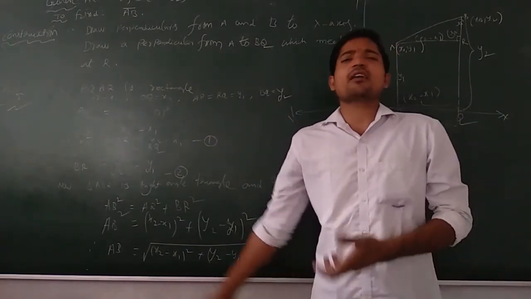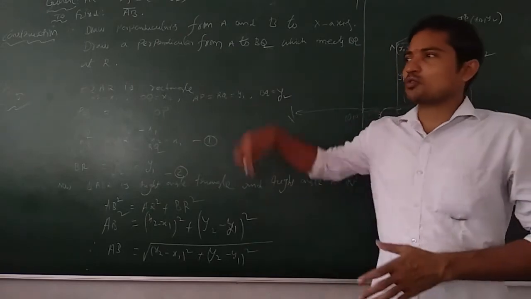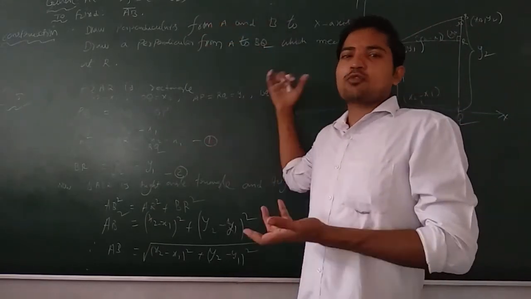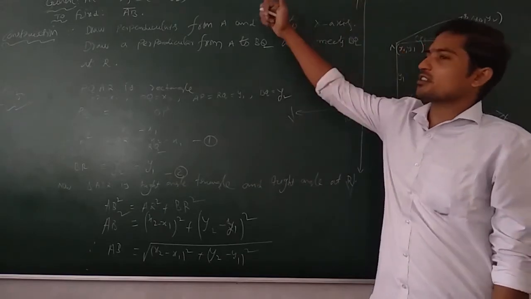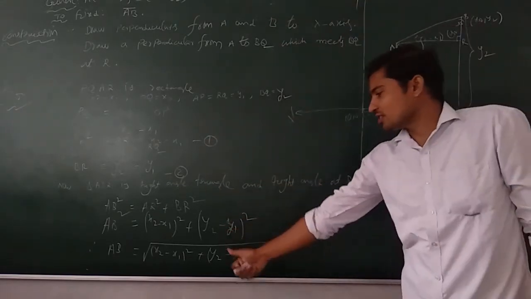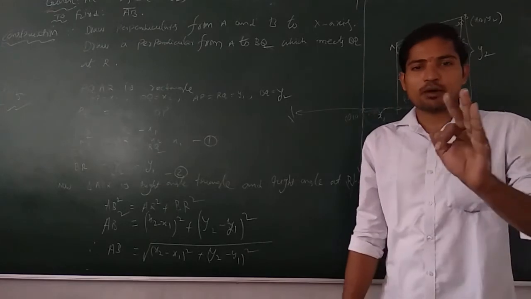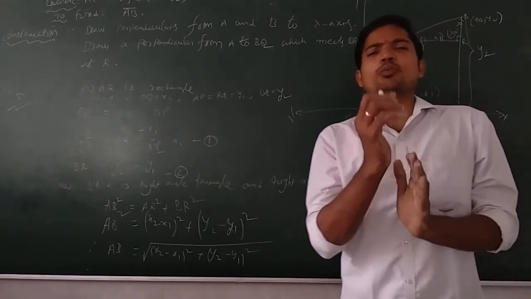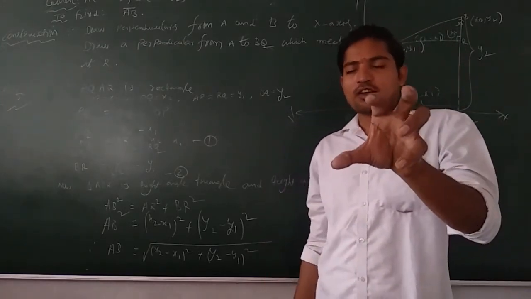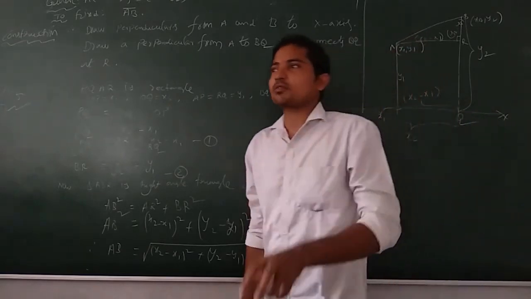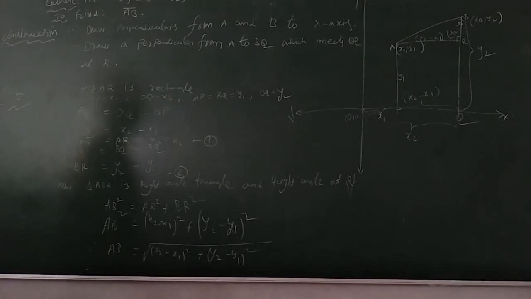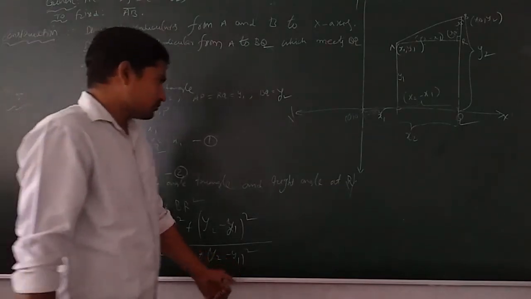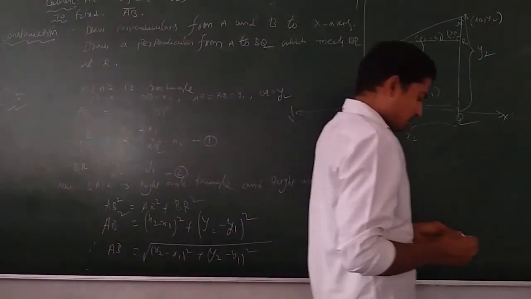Any 2 points, wherever they are given, in the first coordinate or second coordinate or third coordinate or fourth coordinate, on the axis also, we can find the distance between them using this formula. Remember, distance between any 2 points equal to square root of x2 minus x1 whole square plus y2 minus y1 whole square. Always. Right? Next.